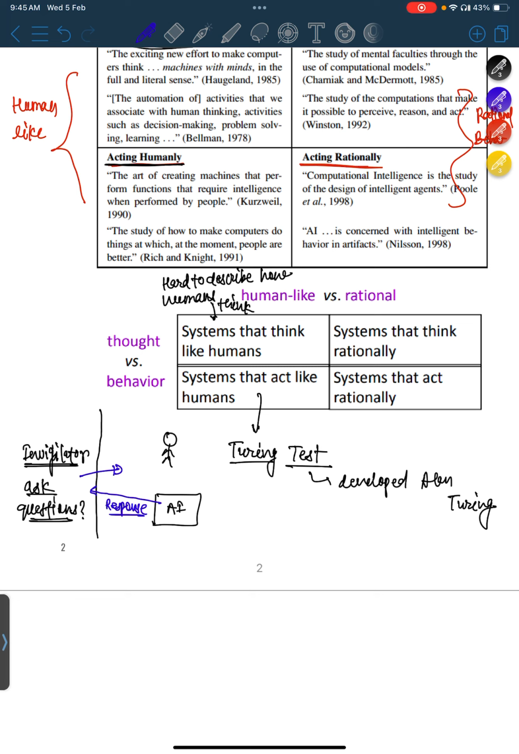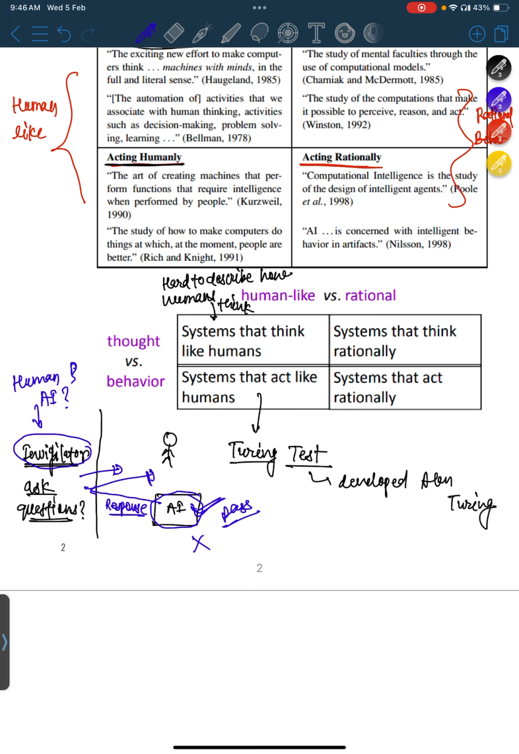Based on these questions, the job of the invigilator is to figure out whether on that side there is a human or an AI. If there is an AI and the invigilator thinks that no, there is a human on the other side, then the AI is able to pass the Turing test. But if the responses are coming from AI and the invigilator is also able to identify these responses are from AI, not from a human, then it fails the Turing test. So this is the concept of the Turing test.